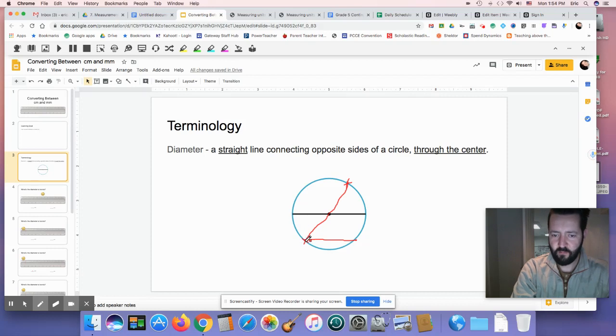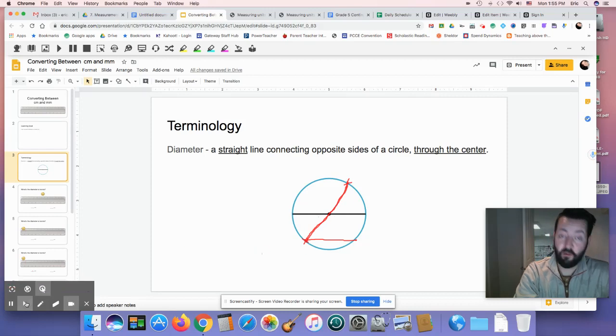forgive me, man, really tough to draw straight lines here. Okay, but let's pretend that that line is straight. It goes from opposite ends of the circle and it passes through the center. If it meets those two criteria, then it is a diameter, and that's going to be important a little bit later on. In fact, on the next slide here.